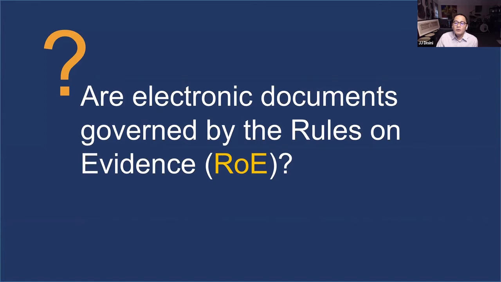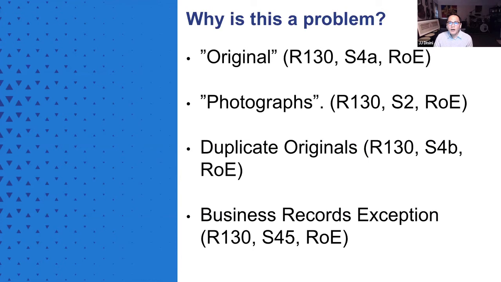Okay, so the singular question that is at issue here is, we're trying to figure out, has the clear delineation between the rules on evidence and the rules on electronic evidence, is that still good? Or is there some overlap? Now, why is this a relevant question? For a couple of reasons, right? And these are the four reasons why.